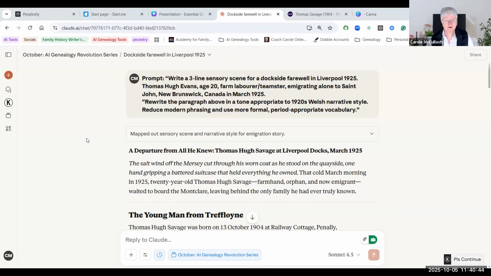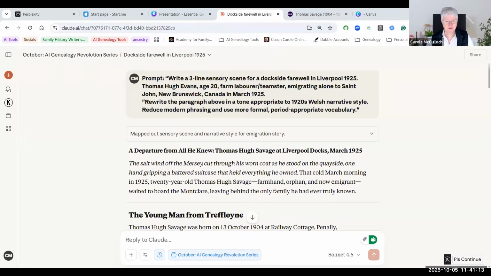So we're now back in Claude, where you can see that I have another conversation about the dockside farewell for Thomas Hugh Evans. Thomas Hugh Savage, that should read. However, it has written it correctly in its response below. And the prompt is asking for a 3-line sensory scene for his dockside farewell.